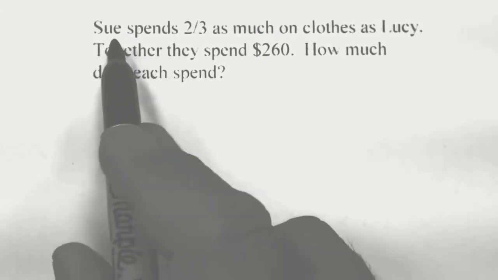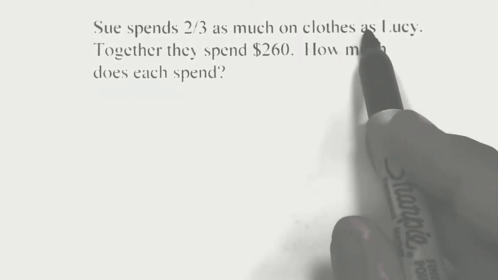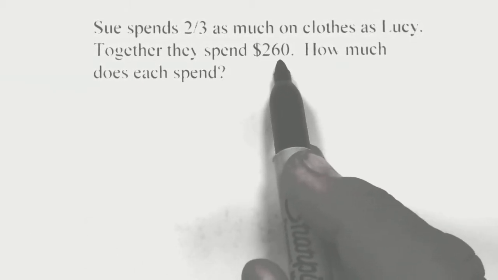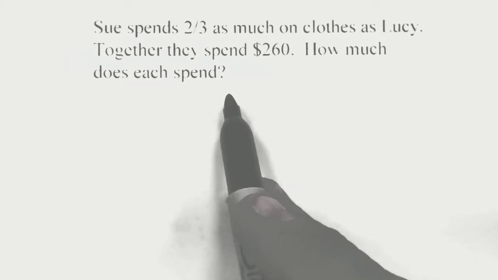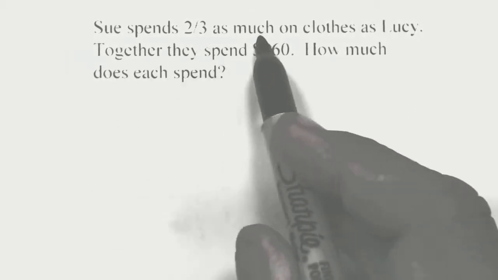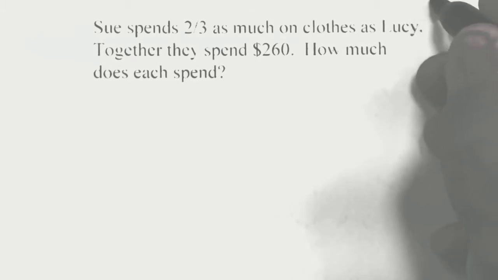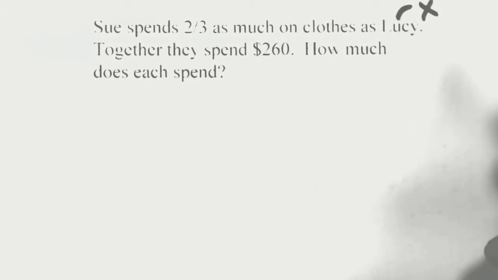Okay, well, geometry problems like that are common, but we can also have everyday types of things. For instance, Sue spends 2/3 as much on clothes as Lucy. Together they spend $260. How much does each spend? Well, again, when you have two things mentioned in one sentence like we do here, make the one at the end your variable. That would be Lucy.